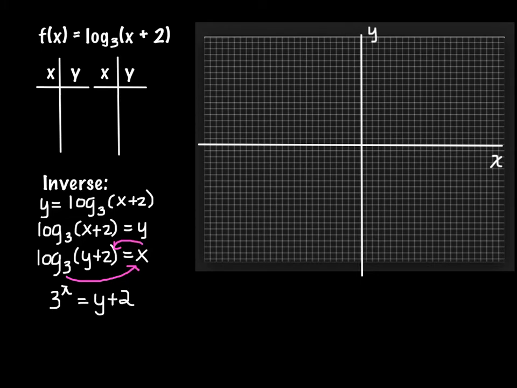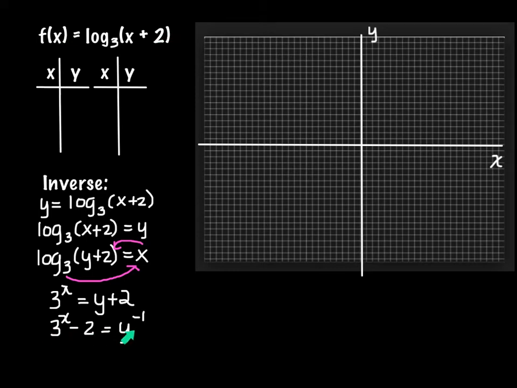I need to solve for y, so I'm going to subtract this 2 to the other side, and I'm going to get 3 to the x minus 2 equals y, and again, it's the inverse. So this function right here is the inverse of my original log function. I'm now going to graph this inverse.